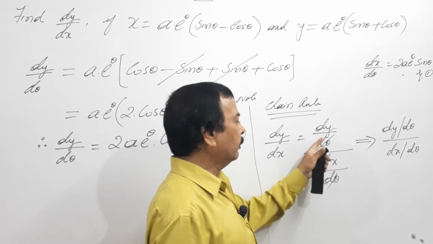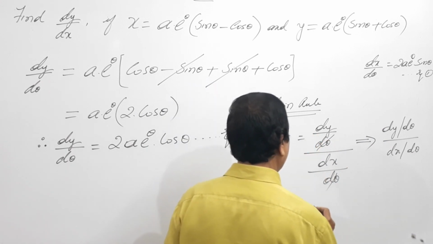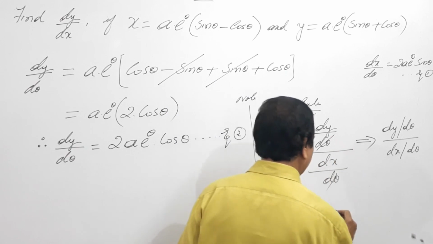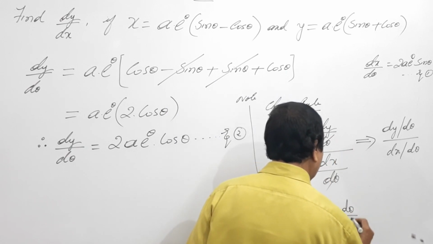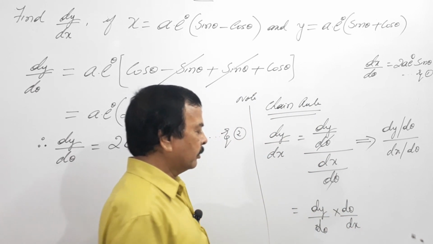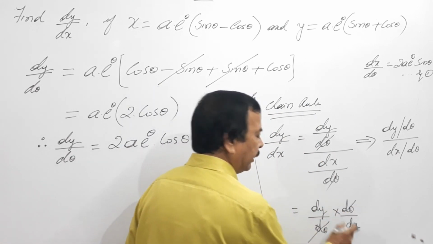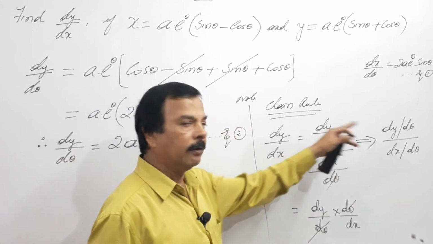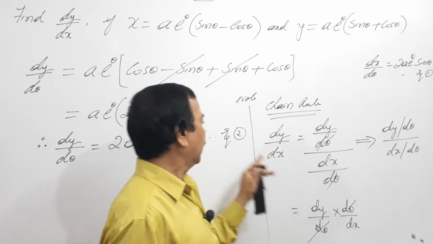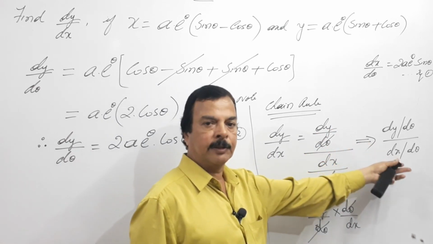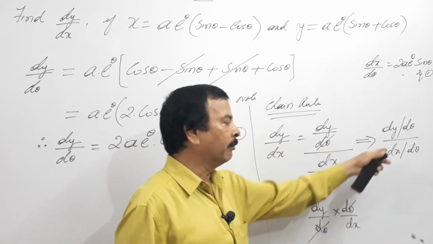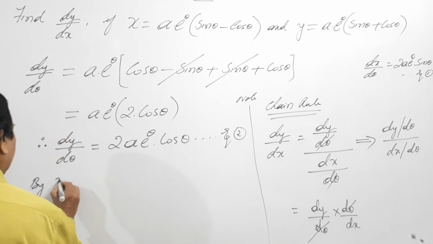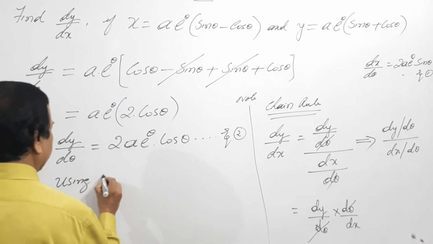This is chain rule. So dear students, if you want to simplify this, it will be dy by d theta, the denominator goes to the numerator, this is d theta by dx. If you cancel this, you will get dy by dx. All are the same. We can use any of these and do this problem. Preferably I use this one, because it will save some space and you won't forget. So I'll use chain rule now.